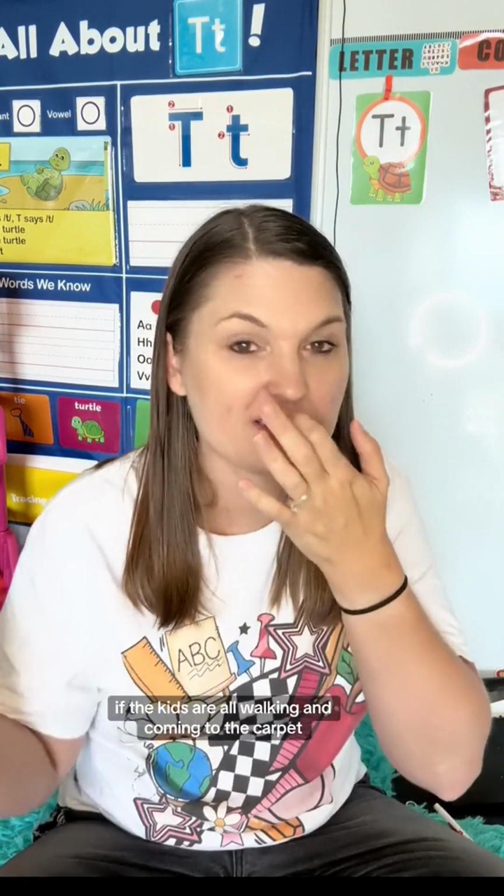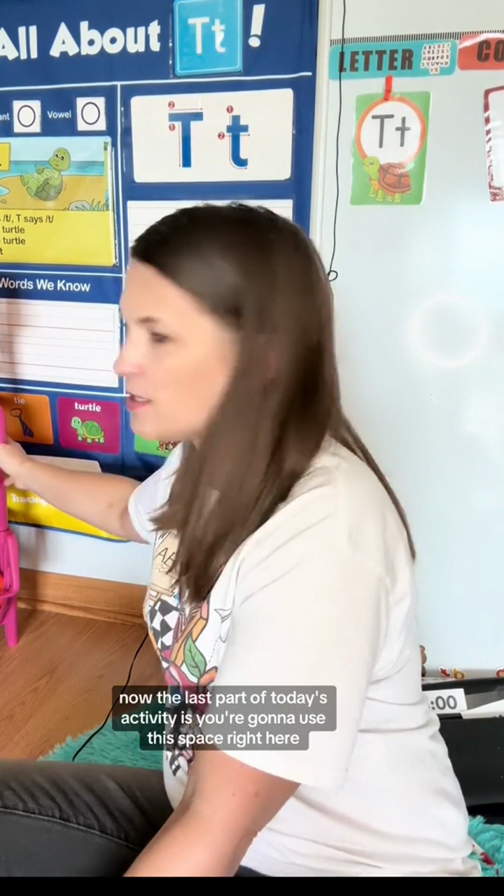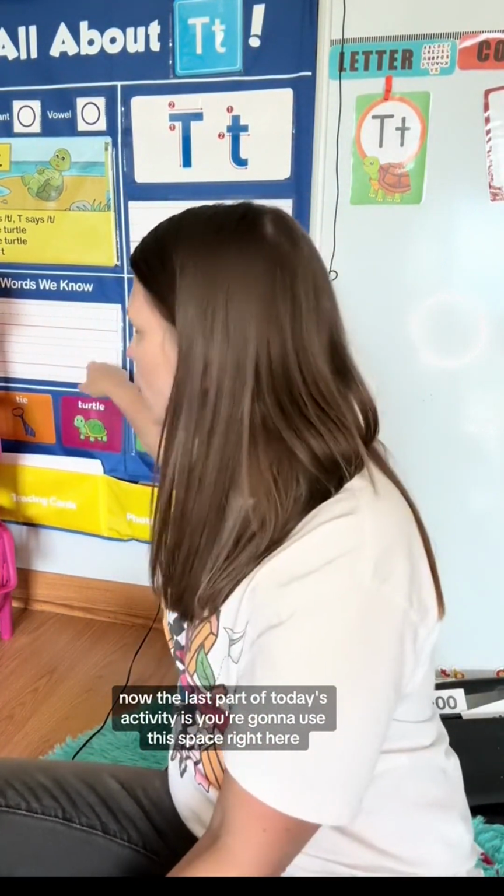Little tip here, I like to do it with my fingers because I can slow it down or speed it up. If the kids are all walking and coming to the carpet and they're down there in 5, then I can count a little bit faster. If it's taking them a little bit to make their way down, then I can slow down that process as I'm counting for them.